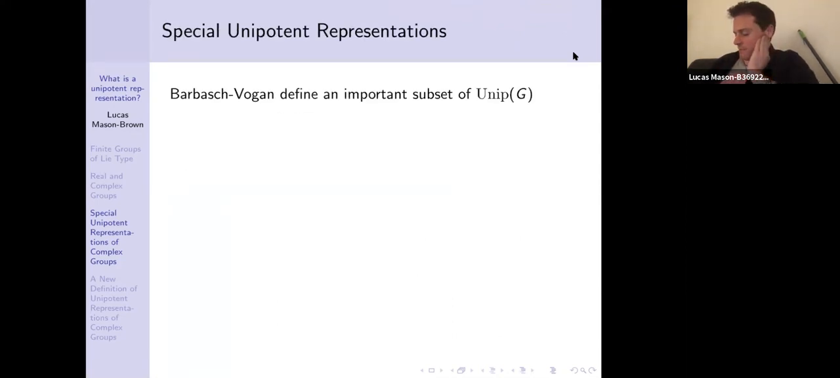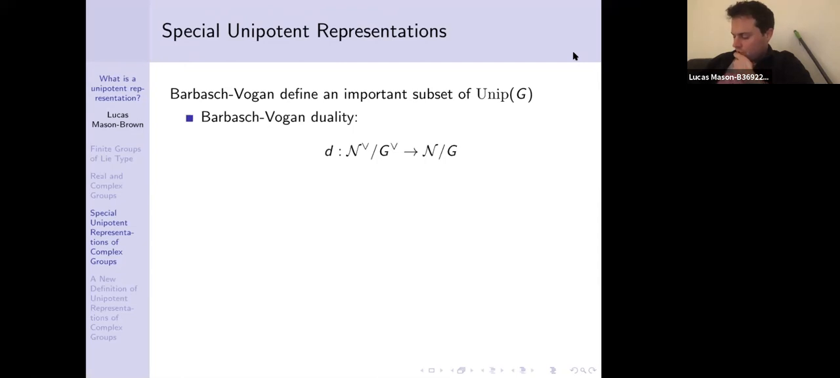So in a paper from 1985, Barbasch and Vogan define a very important class of representations called special unipotent representations. Their definition was inspired by some very interesting ideas of Arthur. So I'm going to take a moment to summarize the definition. The first ingredient is this order reversing map called Barbasch-Vogan duality from nilpotent orbits for the dual group to nilpotent orbits for the group.